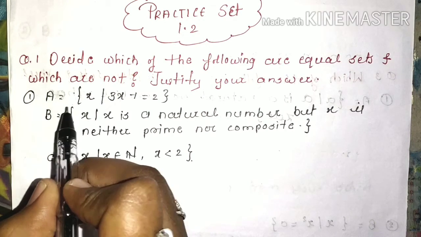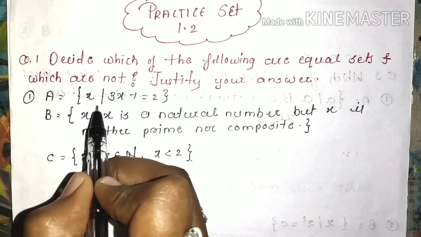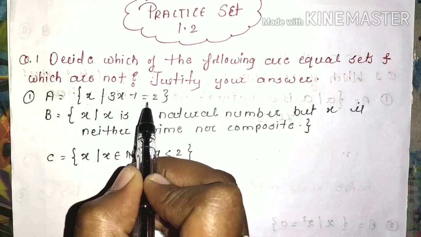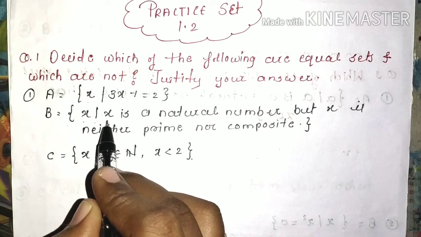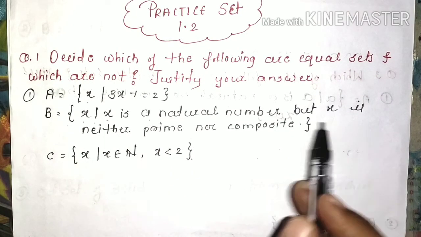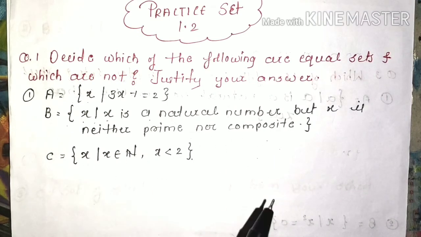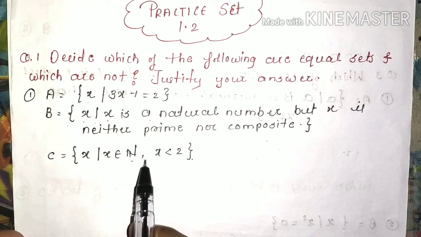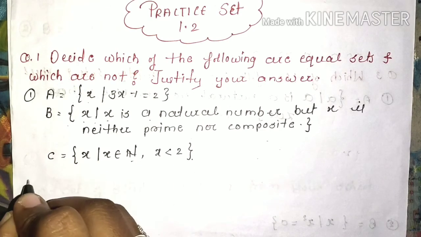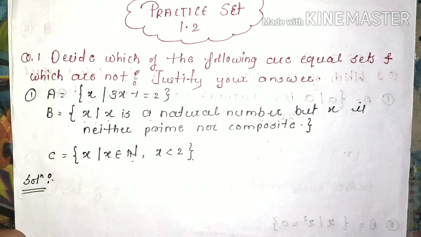तो पहला set जो मेरे पास है, set A which consists of elements x such that 3x minus 1 equals 2. B set we have elements x such that x is a natural number but x is neither prime nor composite. And C set we have elements x such that x belongs to natural numbers and x is less than 2. So let us first of all write down the elements of all the 3 sets.